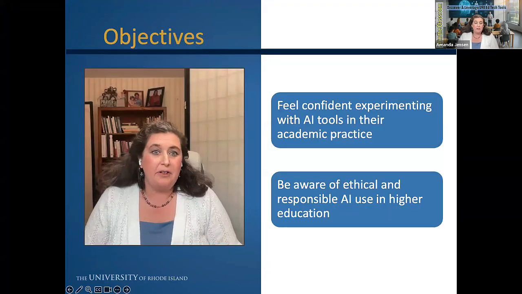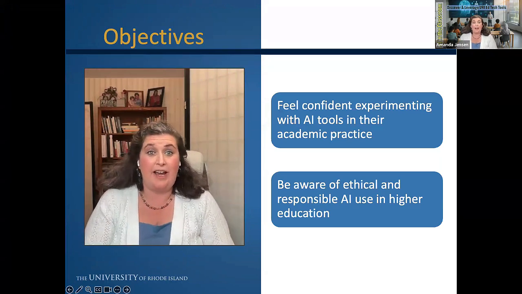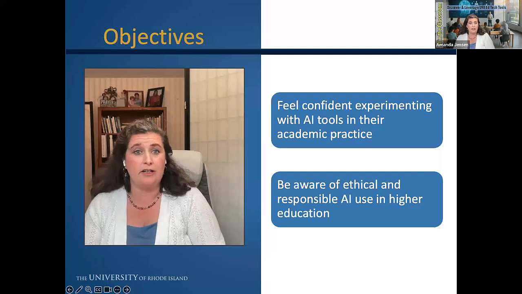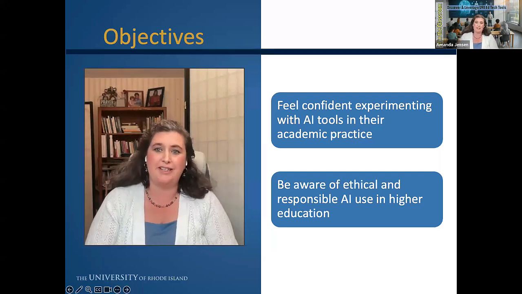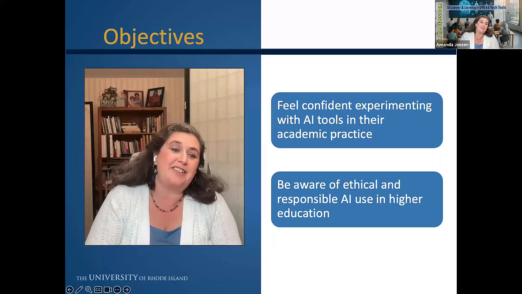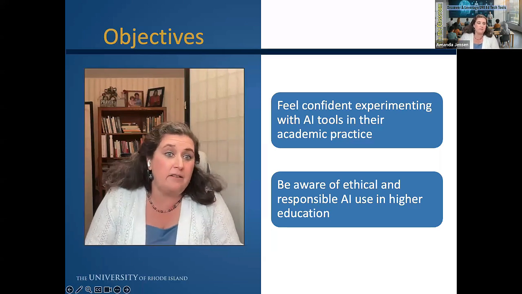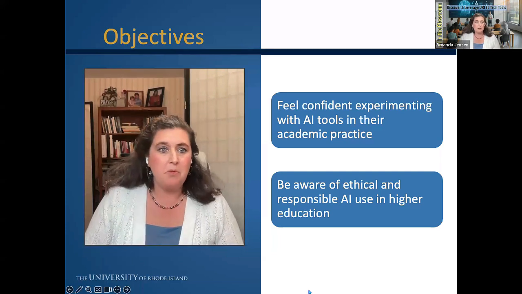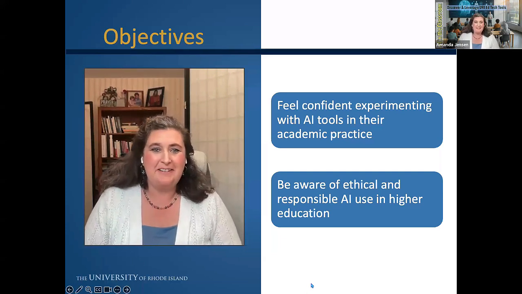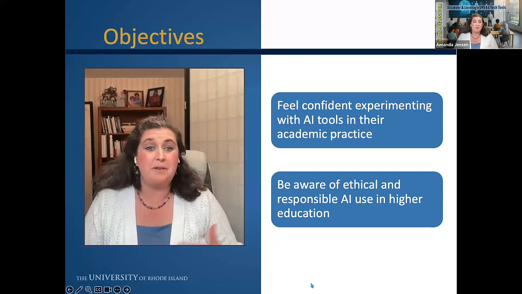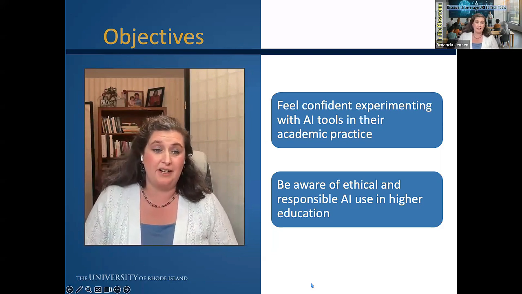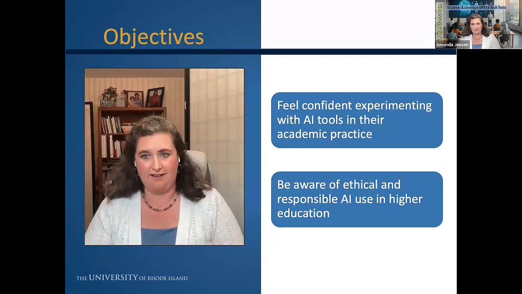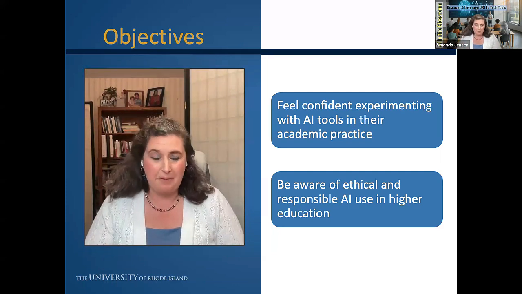All right, we have two main objectives today. One is to help you start to feel confident in experimenting, not confident in AI tools in their academic practice. A lot of us do not feel comfortable yet with AI. Some of us maybe do, but a lot more of us are still experimenting. The other piece is to be aware of ethical and responsible use in higher education. Not only is it one of the hot topics related to artificial intelligence, it's also my background.